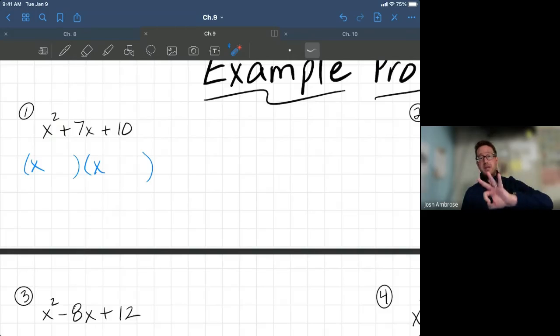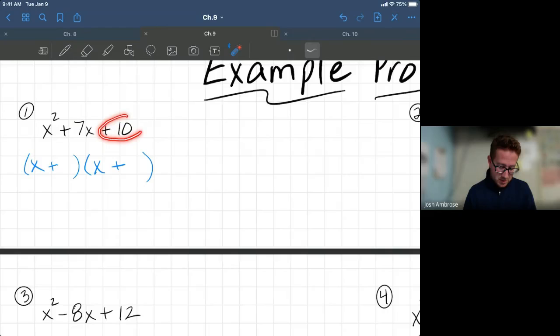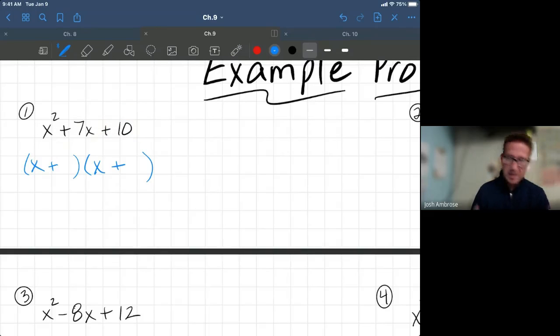Step 3, look at the signs. Both are plus signs. So that means in my parentheses, both will be plus signs. Now moving into one of the final steps is figure out all the factors of this term C value. Okay, and if we take some time early, you're going to figure it out a little faster later on. All the factors, 1, 10, 2, 5.